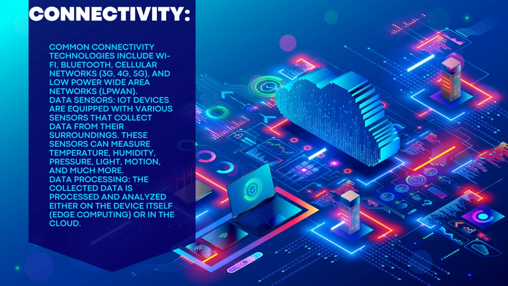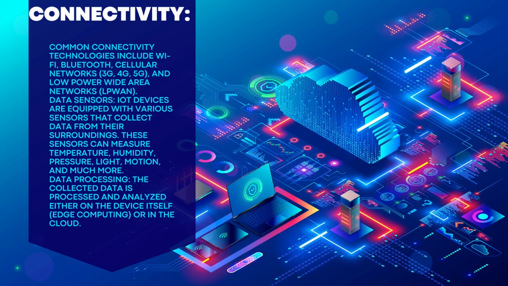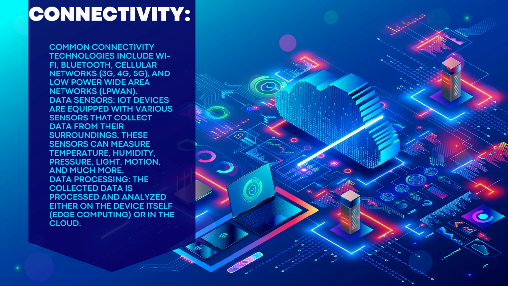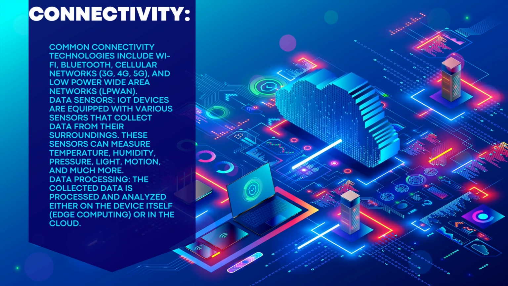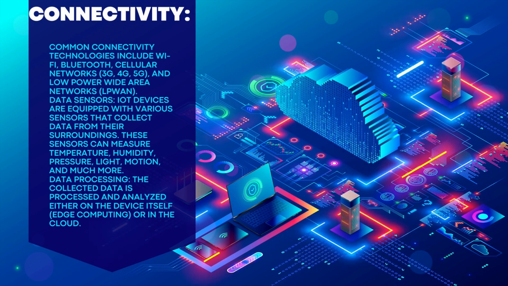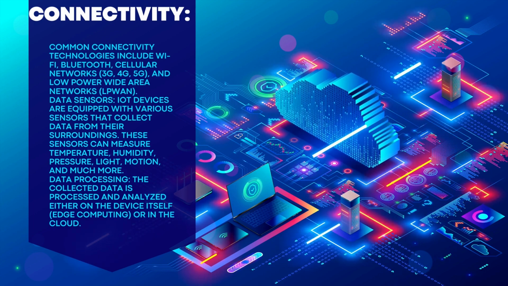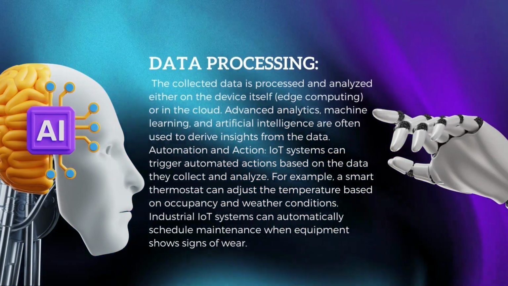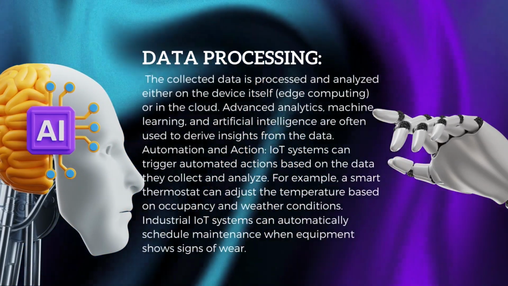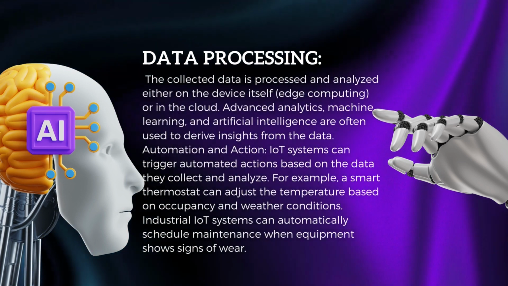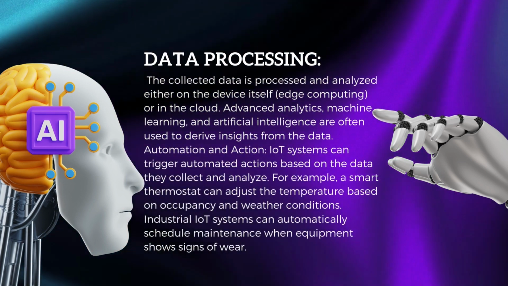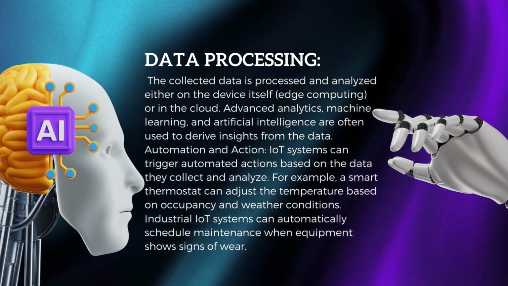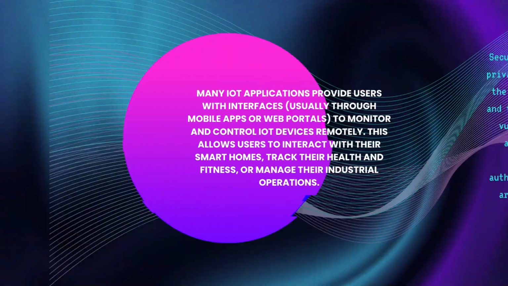The third component is sensors, which are used for measuring variables like temperature, humidity, and motion. Another component is data processing, which is used for analyzing IoT data for automation and action. User interfaces like mobile apps or web portals enable remote device monitoring and control, and security measures like encryption and authentication safeguard IoT data.